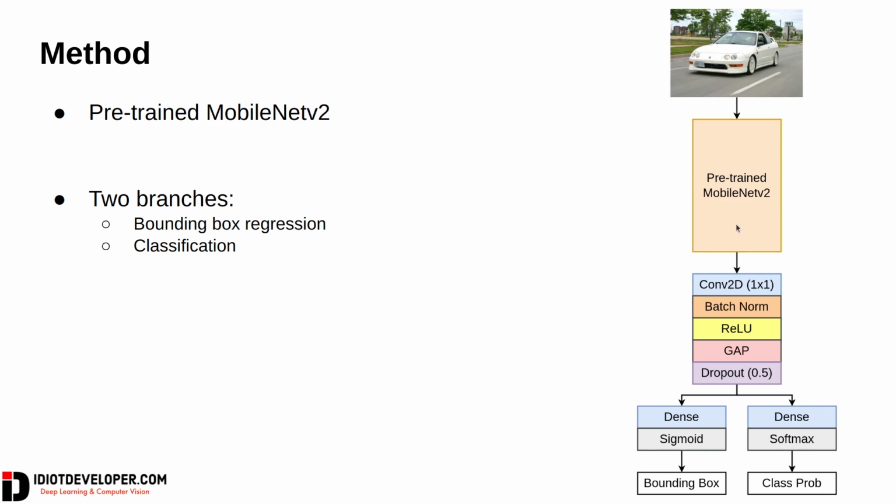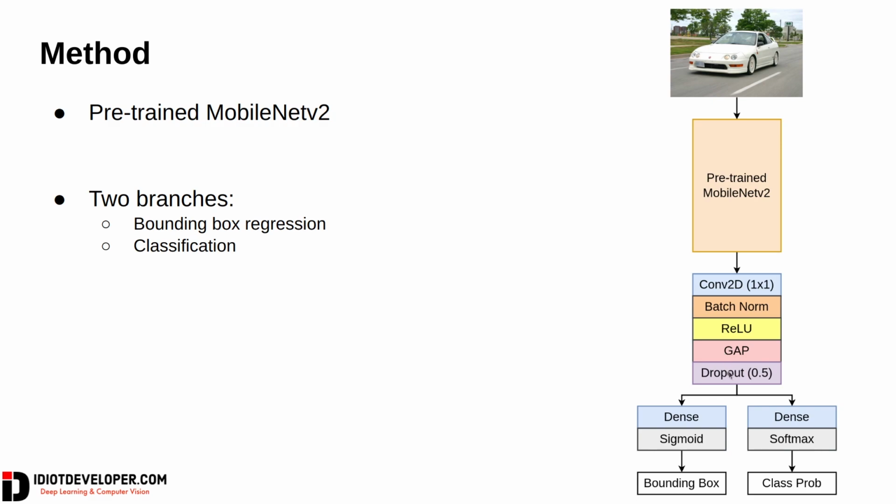It is fed to the pre-trained MobileNet version 2. After that, we take the output from this pre-trained network and pass it via a Conv2D, that is, a one by one convolution layer. Then it is followed by batch normalization and a ReLU activation function. After that, it is followed by a global average pooling layer.